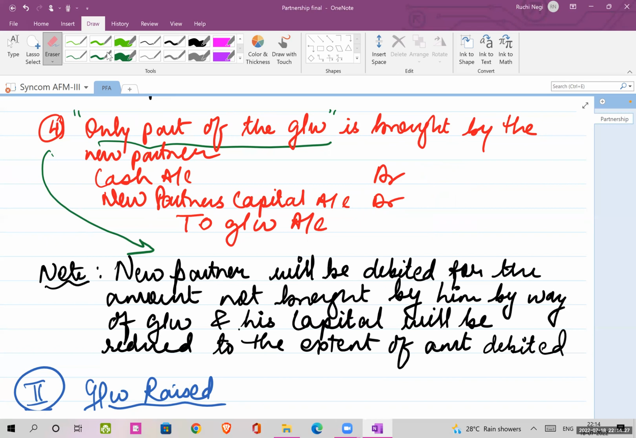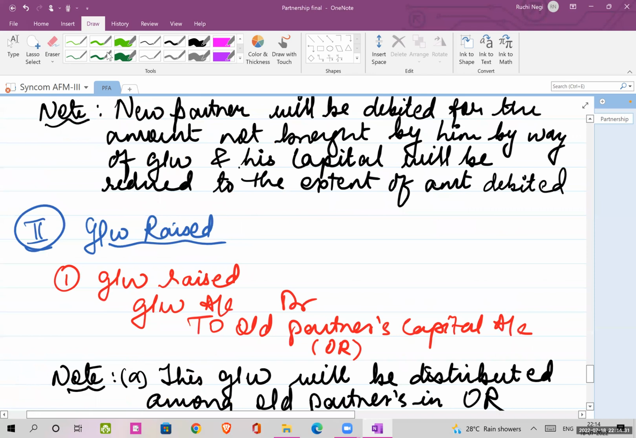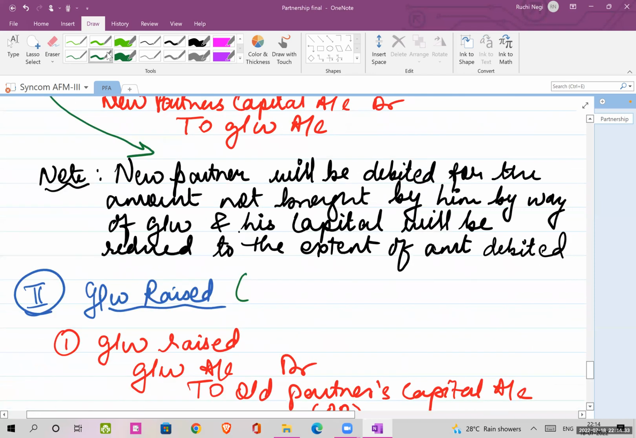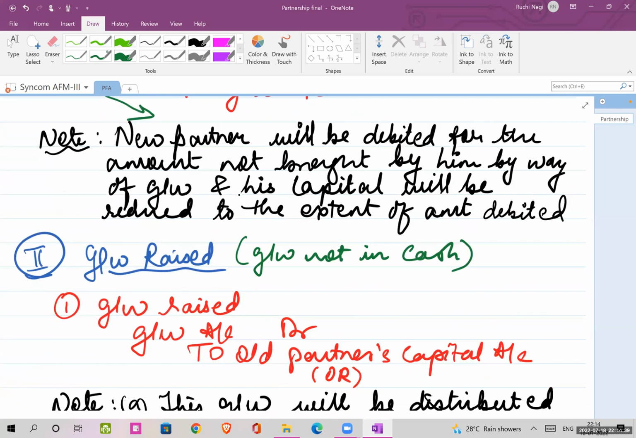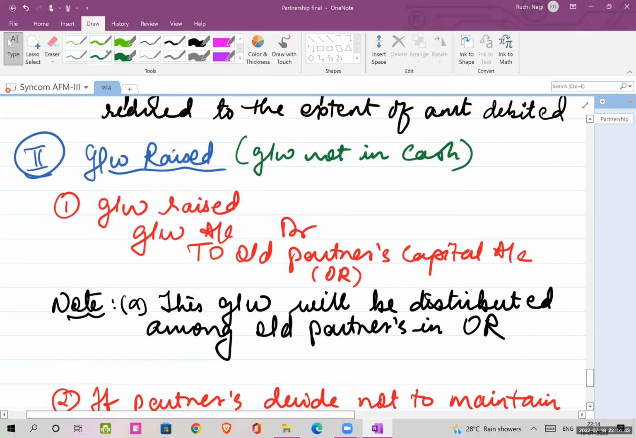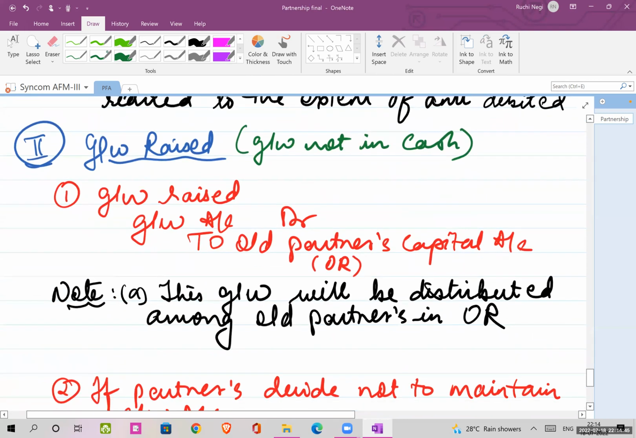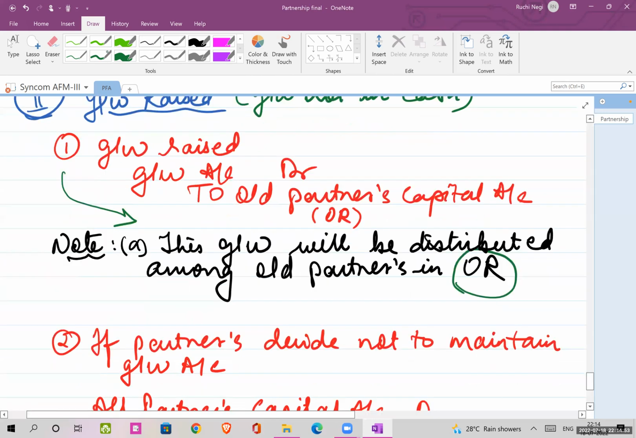Next, what did I tell you? Goodwill brought in cash. And second, what did I tell you? Goodwill not in cash. So when I say goodwill not in cash, it means goodwill is raised. So what is the journal entry for goodwill raised? Goodwill account debit to old partner's capital account. And what are you going to remember for this? That this goodwill will be distributed among old partners in which ratio? In their old ratio.